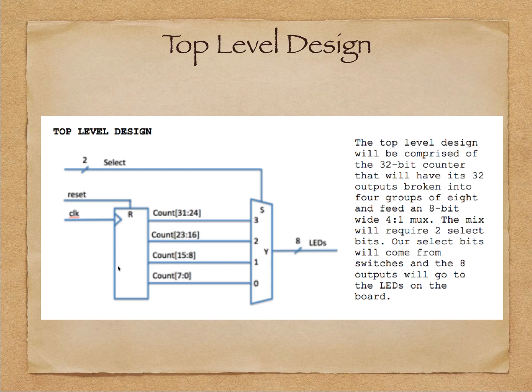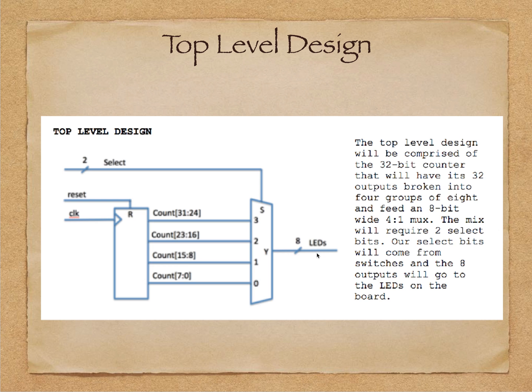The design will look like this. We'll build our counter, which we've already seen the template for previously. The counter will be 32 bits wide. What we have to write is a 4 to 1 mux that has 8 bits wide. This will allow us then, with 2 switches driving our select lines, we can look at the LEDs and see them switching.